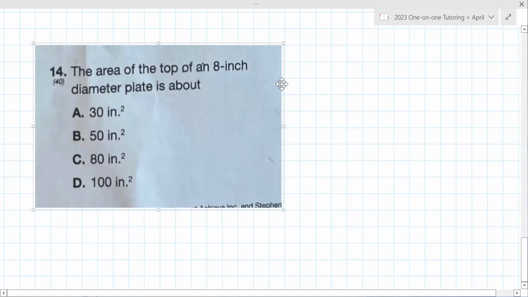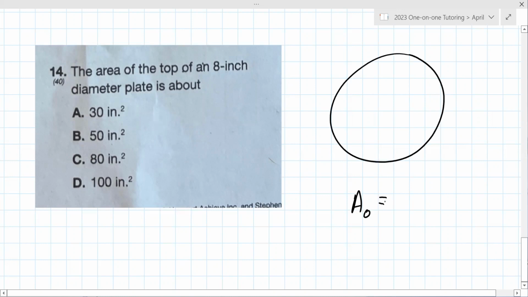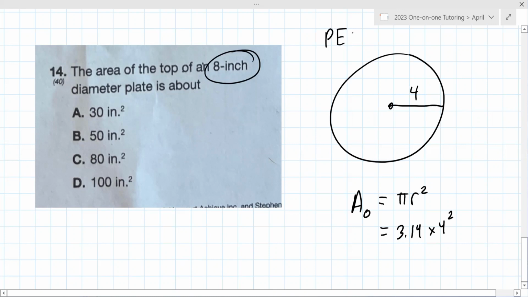The area of the top of an 8-inch diameter plate is about. So again, here's the circle. We want the area. What is the area of a circle? Pi radius squared. So 3.14 times 8. Is this the 3.14 radius times 4? Yeah, this is 4, but you have to square it first. Order of operations, right? You have to square before you multiply.